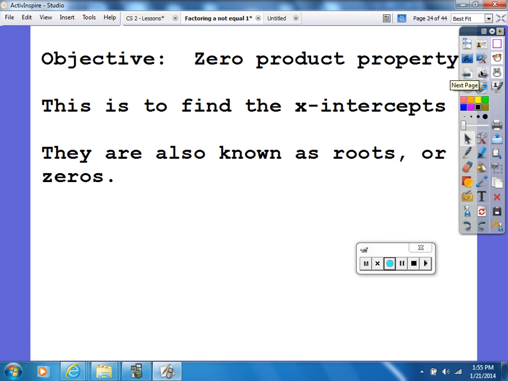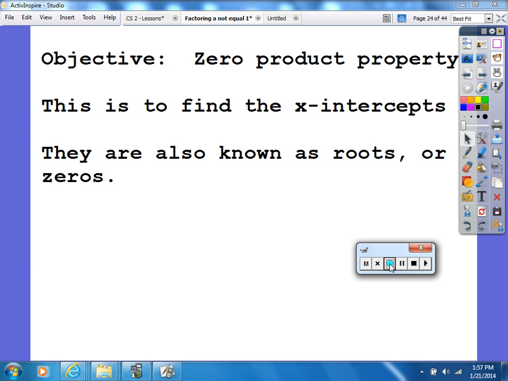Now that leads us into today's lesson, the zero product property. So if you turn to the front of your spiral notebook, and in your table of contents, go ahead and write today's objective, and then turn to that page in your spiral notebook and write that objective down. So today's lesson is zero product property. This is how we find our x-intercepts on our graph.